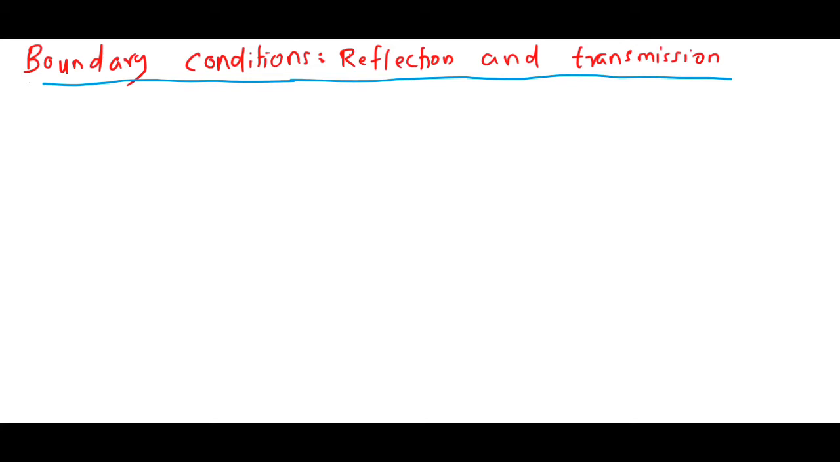Hi dear students, we were talking about the reflection and transmission of a wave traveling along a string. Our string was this one. This is string 1. String 1 has a linear mass density mu1. It is tied to another string. That string has a linear mass density mu2. This is string 2.